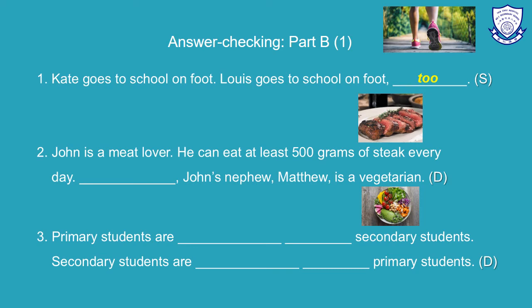Number 2, John is a meat lover. He can eat at least 500 grams of steak every day. However, John's nephew, Matthew, is a vegetarian. Number 3, primary students are younger than secondary students. Secondary students are older than primary students.